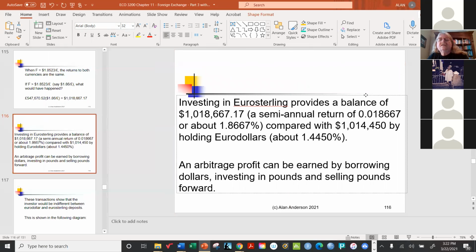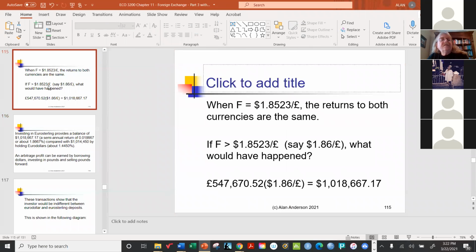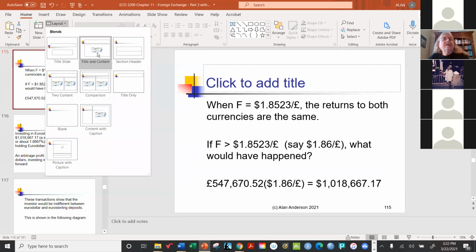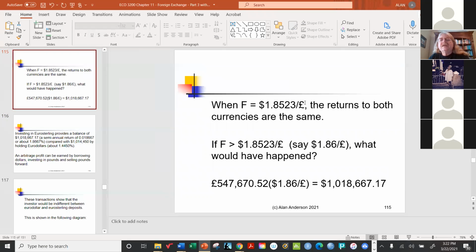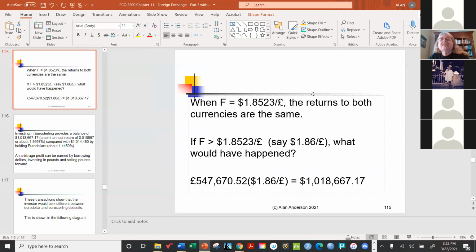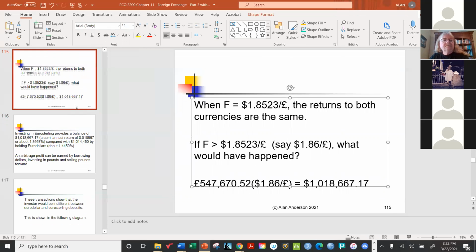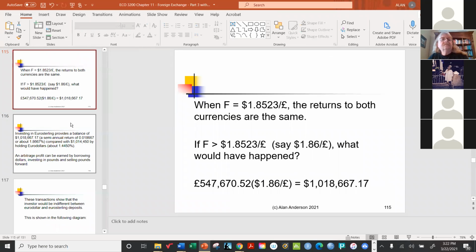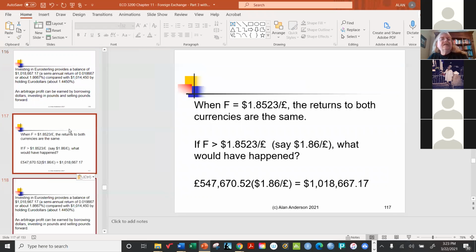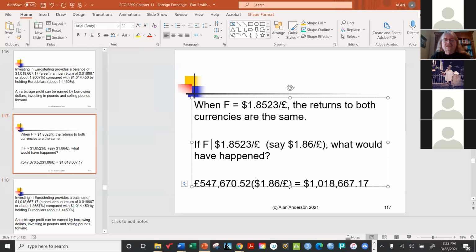On the other hand, what if the rate that we were quoted is too low? Okay, the forward exchange rate is lower than it should be. What happens now? Well, you can probably tell already. It'll just be the opposite. So if it's too low, let's say $1.85.